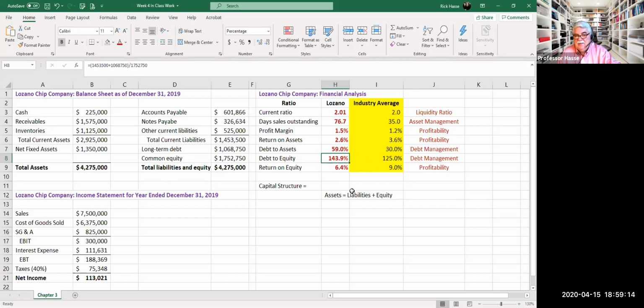That can tell you a lot of things. The larger that number is, oof, there's not much equity supporting the asset base of the company, and it's mainly in debt. At the same time, it also tells you the relationship.